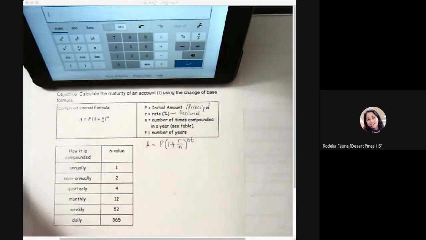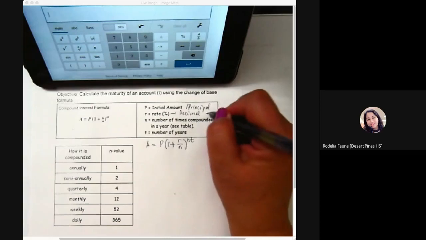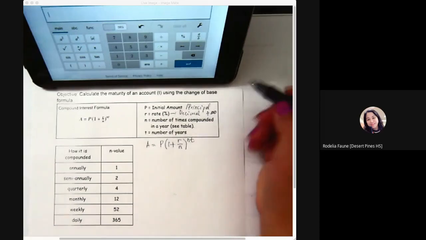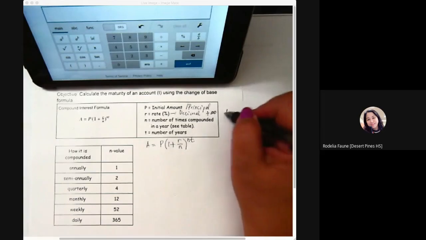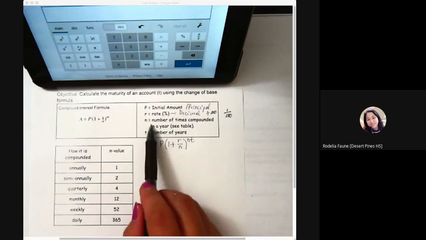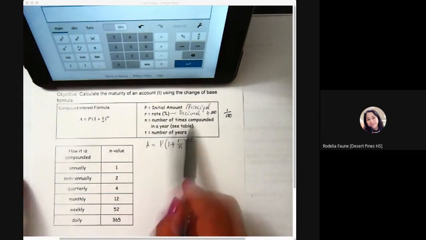So how do you change that to a decimal? By dividing it by 100. Divide the number by 100. Okay. So the meaning of percent is for every 100. So always divide that by 100. While n is the number of times compounded in a year.